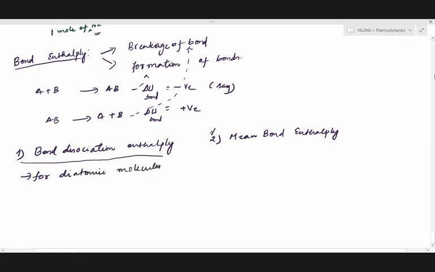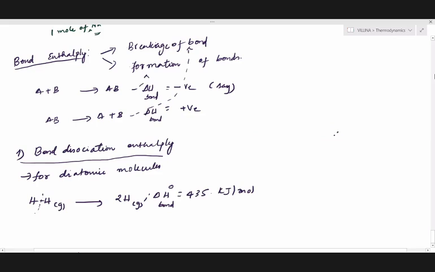So what happens in diatomic molecules? Take the same hydrogen example. We have hydrogen with one bond, and we break it into two neutral gaseous hydrogen atoms. The enthalpy change associated will be the standard bond enthalpy, because 1 mole of bonds is breaking down: 435.0 kilojoule per mole. In this reaction, two things are happening. First, a molecule is converted to atoms. Second, a bond is broken down. So this is a typical example of bond dissociation enthalpy.